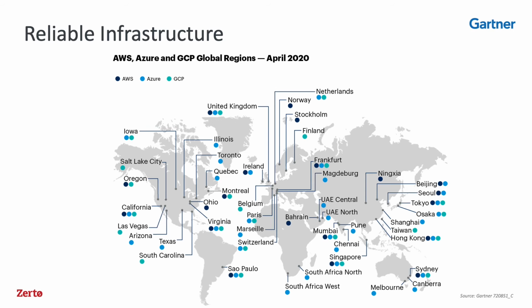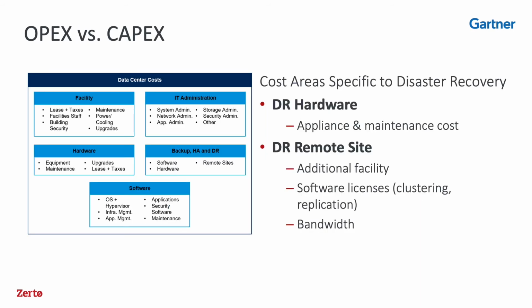Because if you think about it, just think about DR. Let's not get into DevOps. Let's not get into data protection. Just with DR, there are a lot of cost areas specific to having a secondary on-premises site. If you think about it, you have to deal with hardware, appliance and maintenance costs. You have to deal with everything that comes with the remote site from a cost perspective. This means the facility, software licenses, bandwidth, electricity, cooling, everything that's required to maintain another redundant site. Now, this is a problem, but what people can do with the cloud is simply focus on a pay-as-you-go model, a consumption model that allows you to avoid large capital costs and simply pay for what your organization needs.